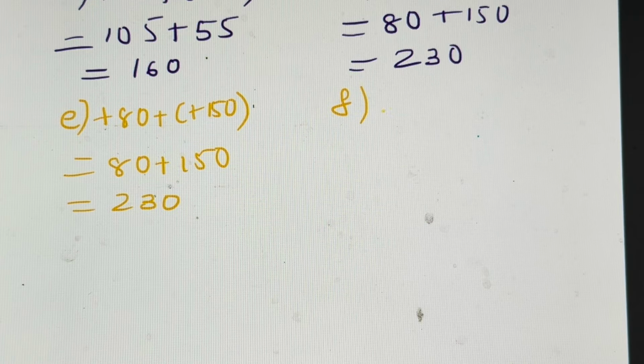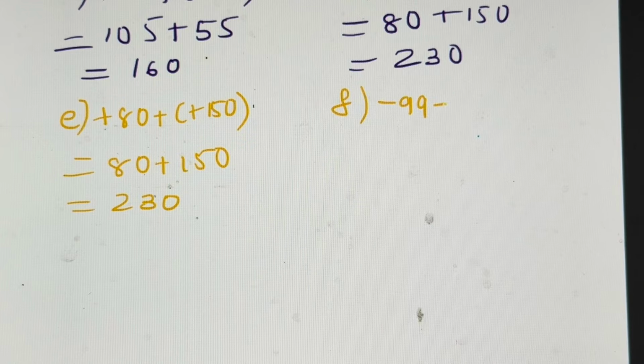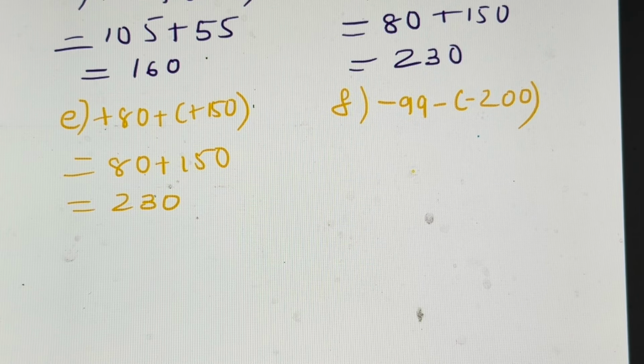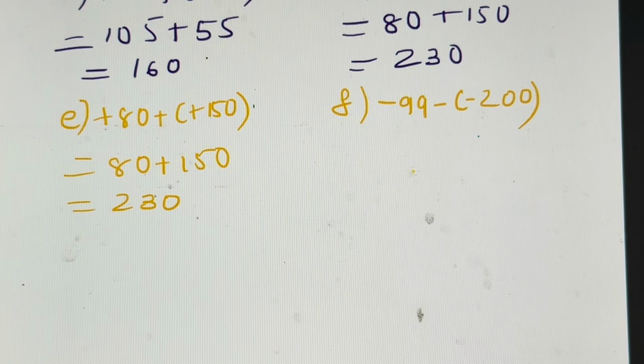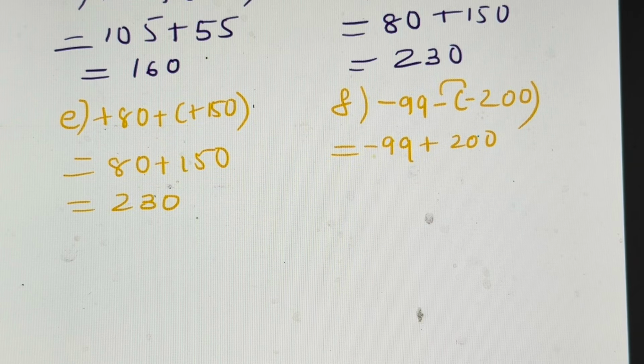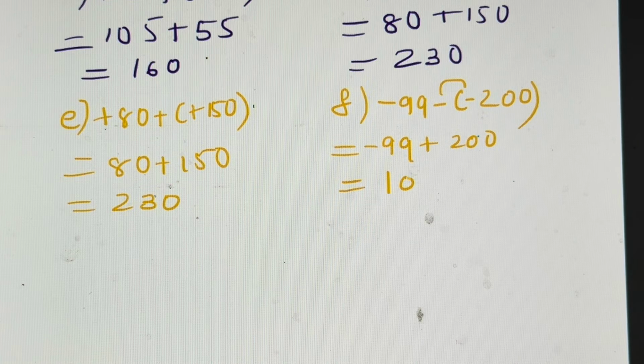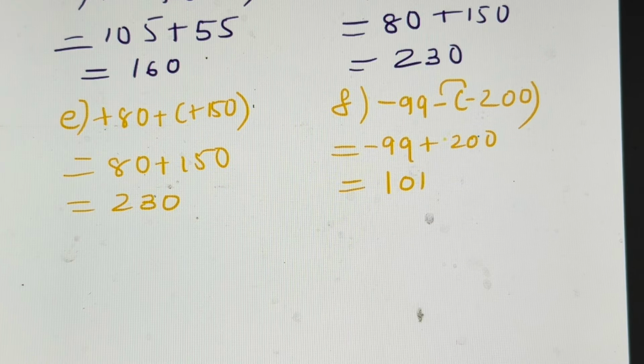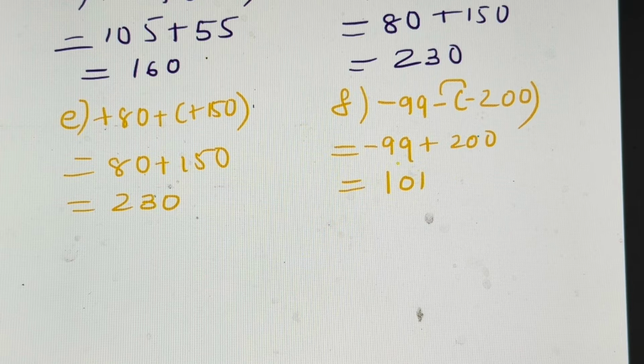Question number F. Minus 99 minus 200. So now the first number you always write as it is, which is equal to minus 99. And if there are two minus signs, that becomes plus 200. Okay. So now different signs means subtraction. So we will subtract 200 minus 99. That becomes 101. Now out of this, the greater number is positive, so the answer will also be positive.